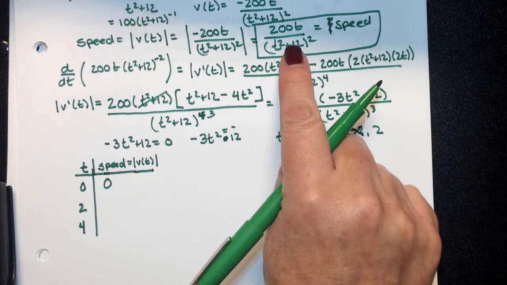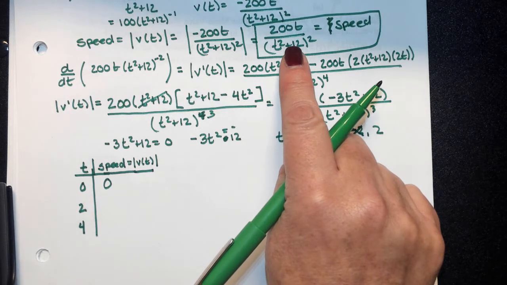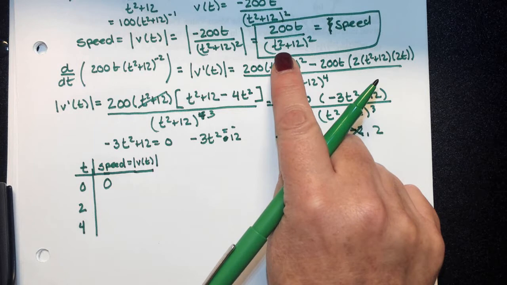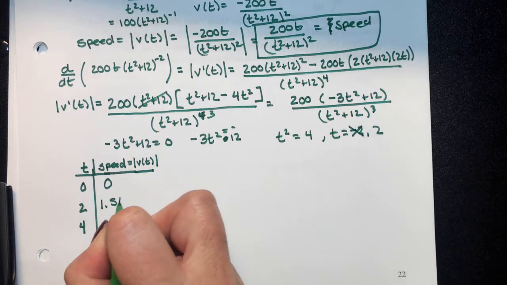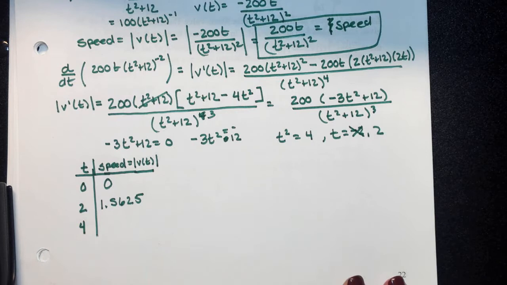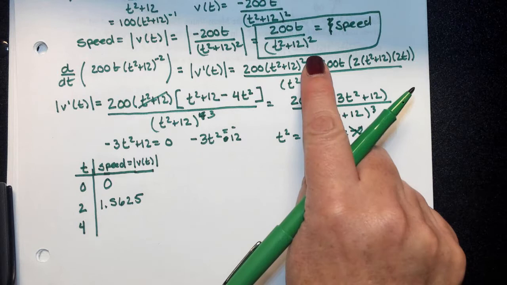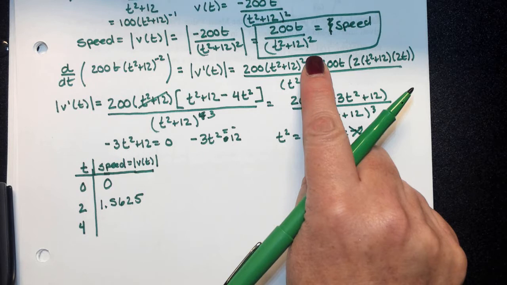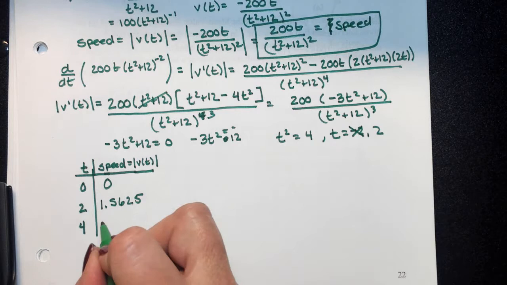So when I plug 2 in, that's going to give me, let's see, 400 divided by 2 squared is 4, that's going to be 16 squared on the bottom. That gives me about 1.5625. When I plug 4 back into my speed function for t, I end up with 200 times 4 is 800, divided by 16 plus 12 squared. That gives 1.0204.